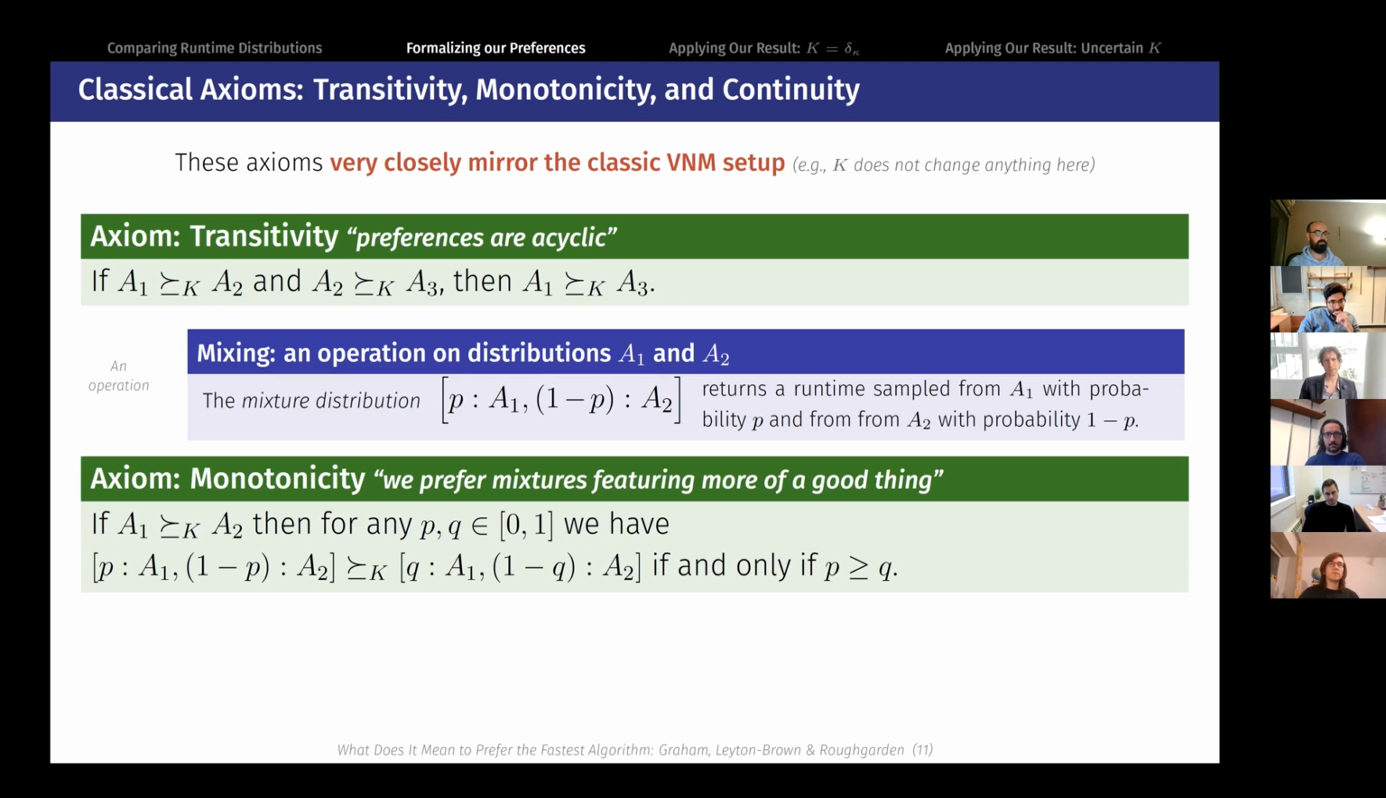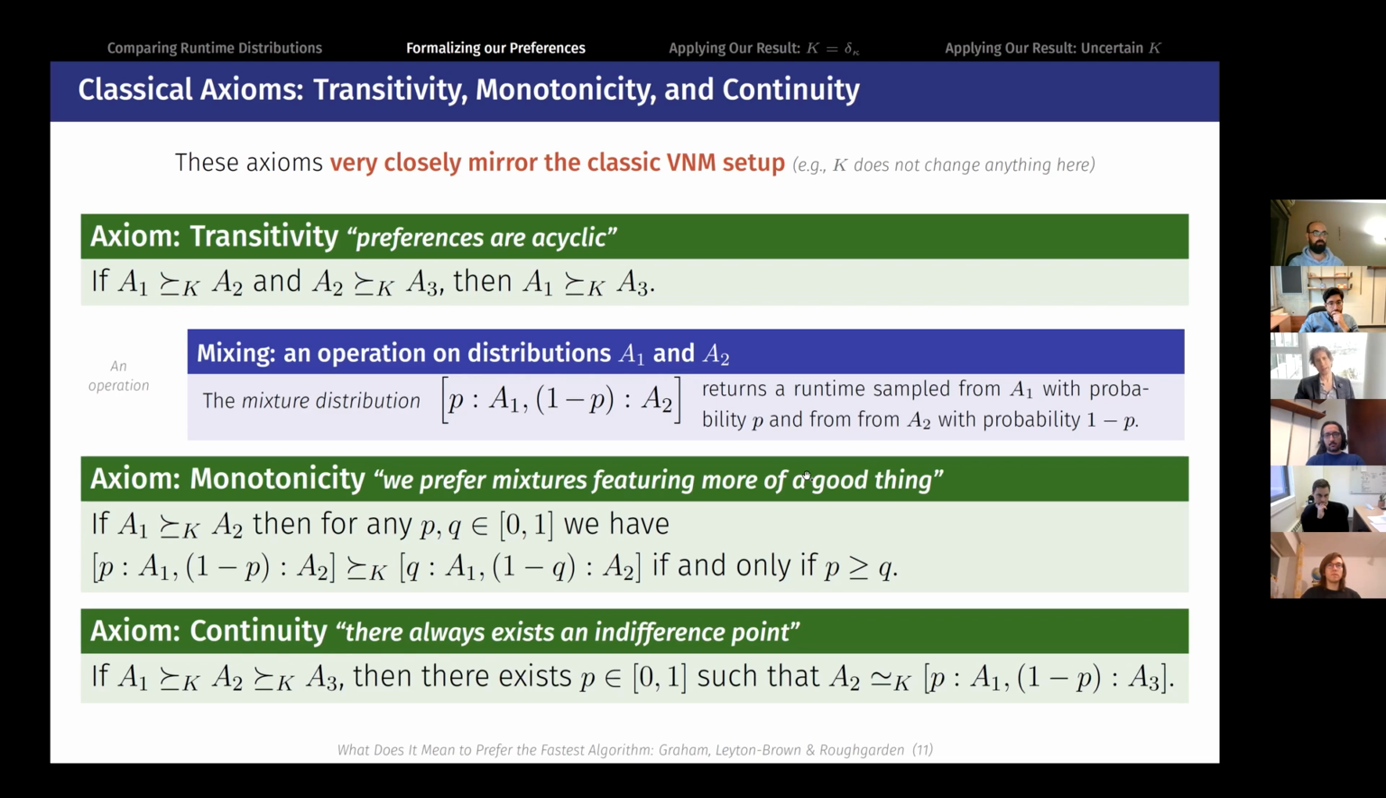So monotonicity is an axiom about mixing. It says, if I like algorithm A1 better than algorithm A2, then for any probabilities P and Q, if and only if P is greater than Q, I like getting algorithm A1 with probability P better than getting algorithm A1 with probability Q. So it says, if A1 is better than A2, give me more of A1. As I turn up the dial on how much of A1 I'm getting in an A1, A2 mixture, I get happier and happier.